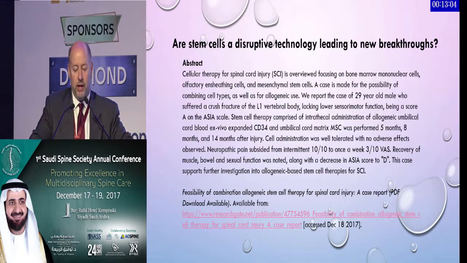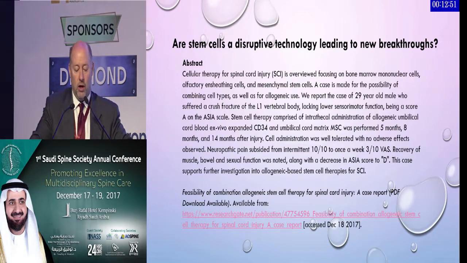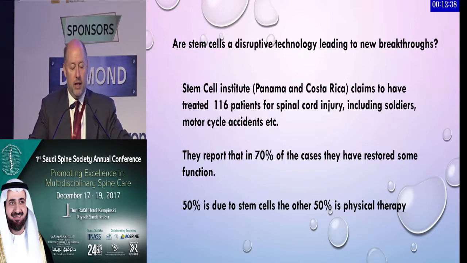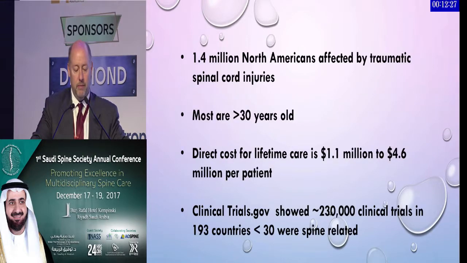So this is the case of a 29-year-old male who suffered a crush fracture from a fall. He had stem cell therapy and very intensive physical therapy, and he went from an ASIA score of A to an ASIA score of D. So this is an anecdote. I'd like to see way more evidence than just one individual case. So this Stem Cell Institute, again, they claim to have treated 116 patients with about 70% of the cases restoring some function, 50% due to the stem cells, according to them, and 50% due to physical therapy.